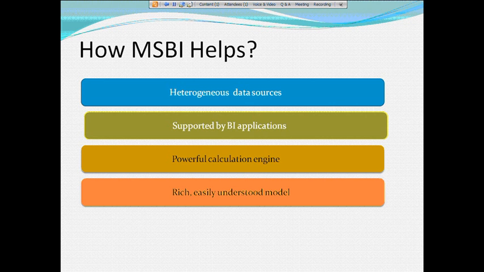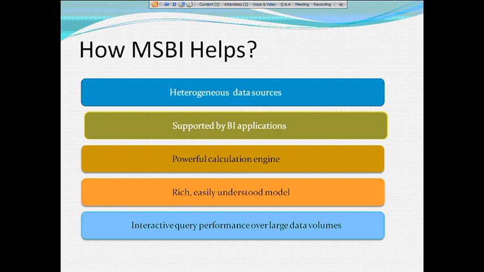Rich and easily understood model. One of the challenges which comes while implementing a BI solution is training the business users. Now, with Microsoft Business Intelligence, half of that problem is solved because most of the users are immediately familiar with the different Microsoft Office tools available on their desktop. And with that, users can just connect to the analytics engine and run their ad hoc queries or various analyses, slicing and dicing in Excel itself. That's a very powerful tool to provide to the users without any formal training.